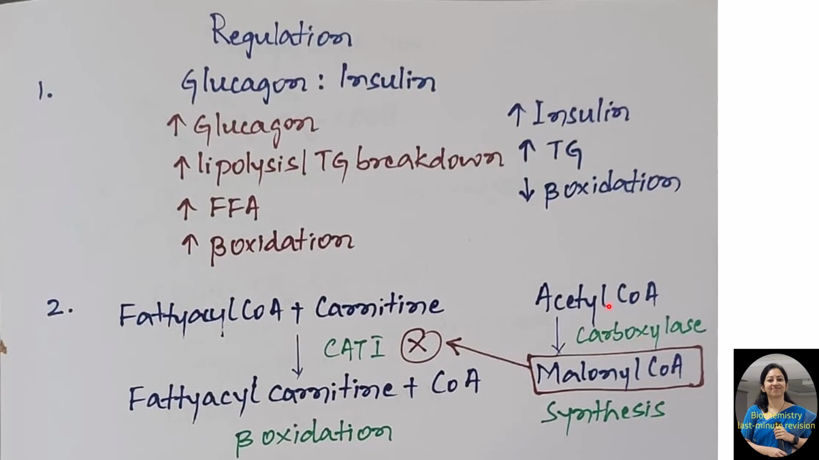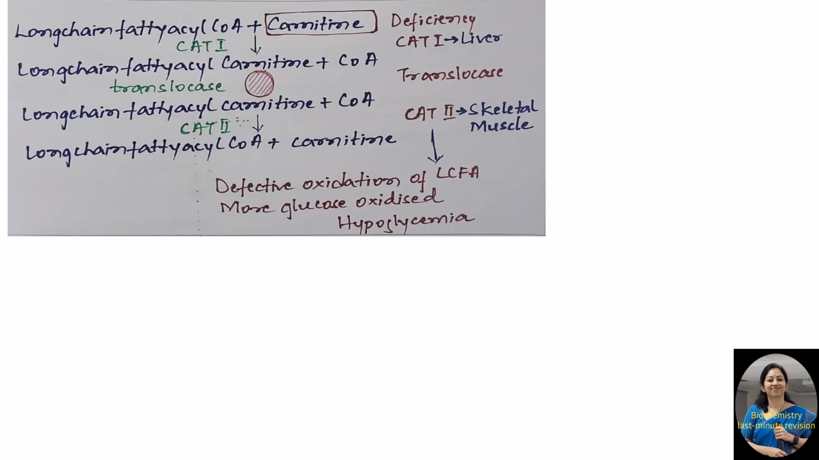So whenever fatty acid synthesis is taking place, simultaneously oxidation will not take place, to prevent the futile cycle. So this malonyl CoA will inhibit carnitine acyltransferase 1 mainly to prevent the futile cycle. So these are the two methods of regulation of beta oxidation.